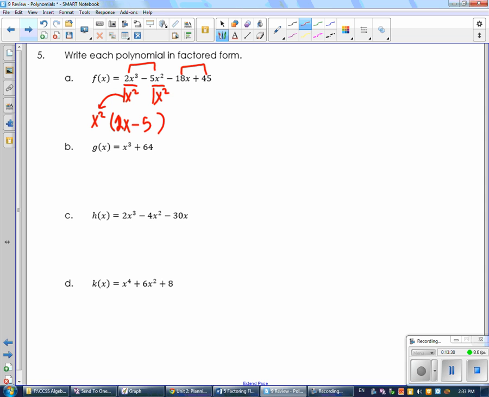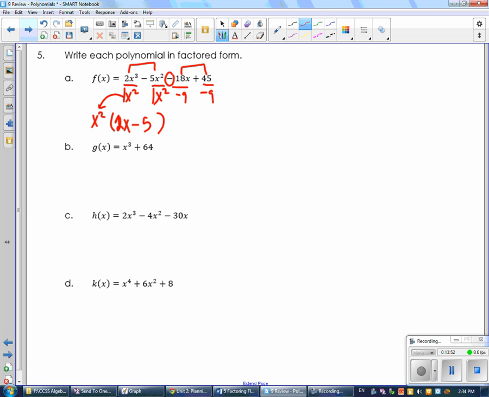In my next pair of terms, I've got a -18x and a +45. So I want to think about what number goes into both of those terms. I also want to consider the fact that the 18 is negative. I'm actually going to use that in my greatest common factor. Now 18 and 45 can both be divisible by 9. So I'm actually going to divide out a -9 from both terms.